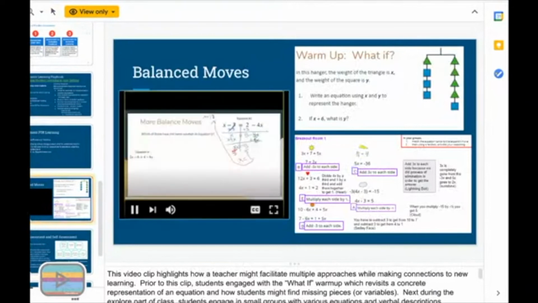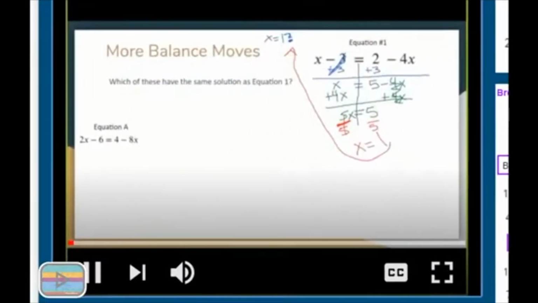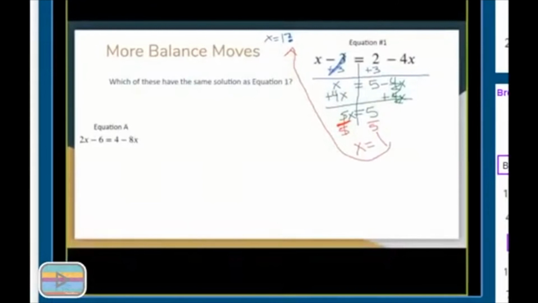Perfect. What about equation one? Would somebody talk us through, with equation A here, would it be the same solution as this equation you just worked with? Yes, I think so. He's looked ahead. No. Correct. Yes, Malachi. That was the question. Does equation A have the same answer of x equals 1? Yes, it does. I just figured it out.